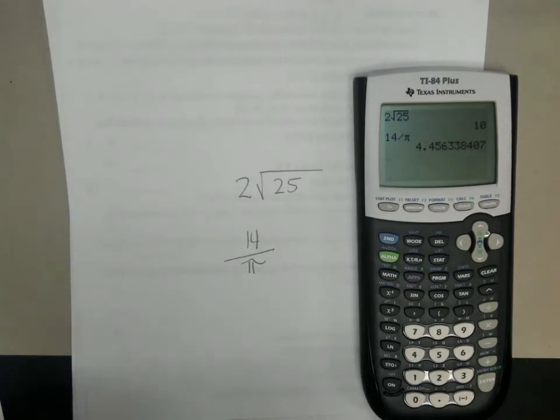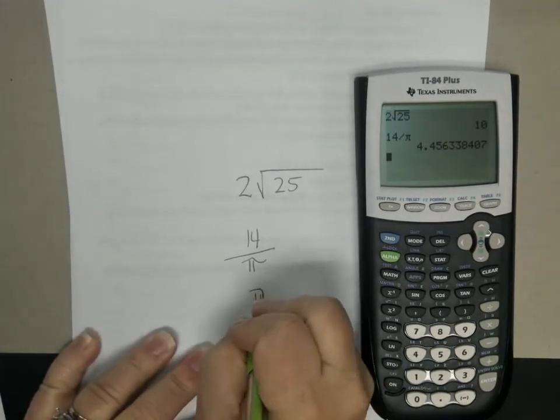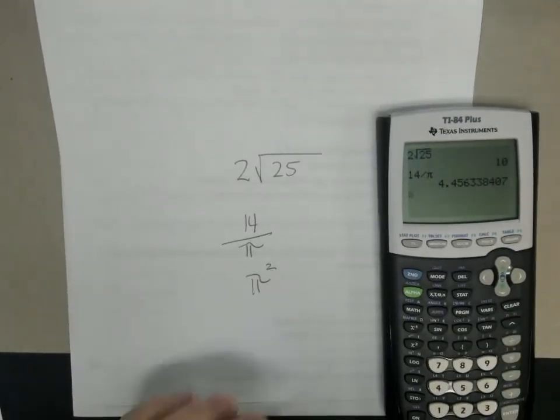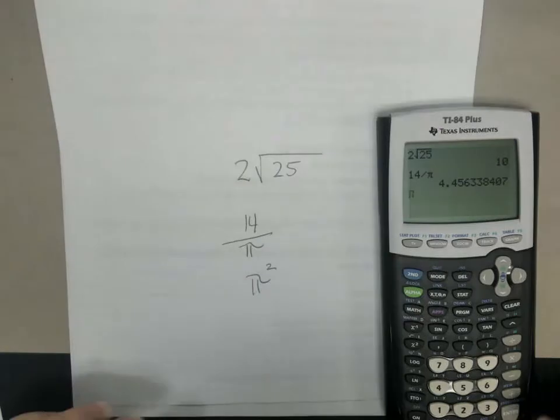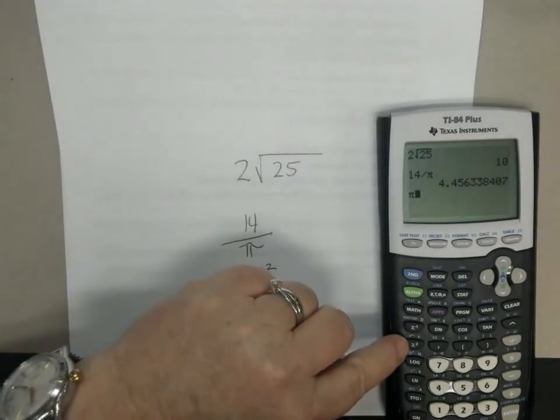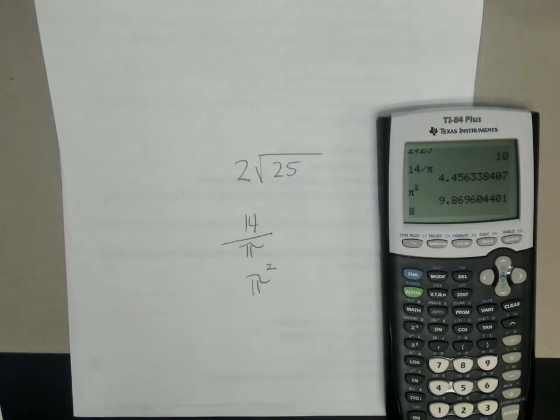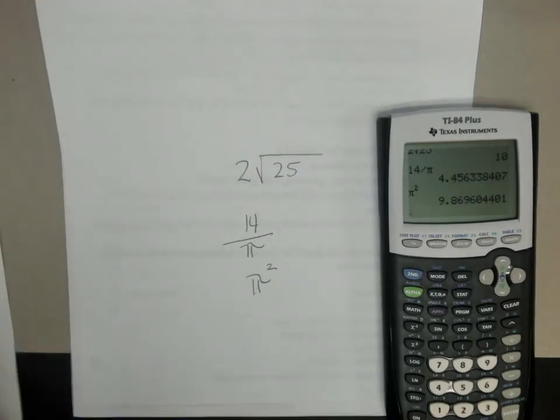What if you saw something like this? Okay, that says pi squared. So I would hit second, pi, and I would hit my x squared button. And then I would hit enter, and it's going to give me that answer. So just so you remember, those kinds of things are things that you are going to come across.